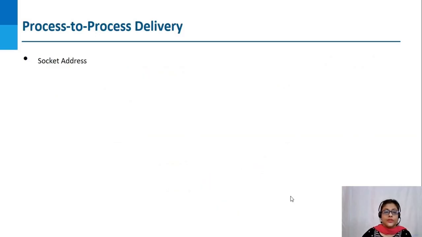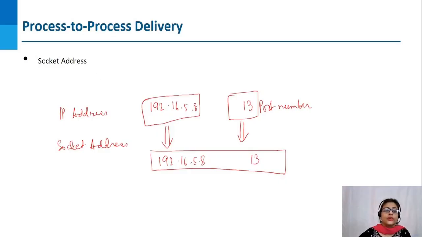Next, we have the socket address. A socket is an interface between the application layer and the transport layer. So the socket address consists of the IP address as well as the port number. For example, the IP address is 192.16.5.8 and the port number is 13. This is the example of the datetime process. So the socket address will be the IP address appended with the port number.